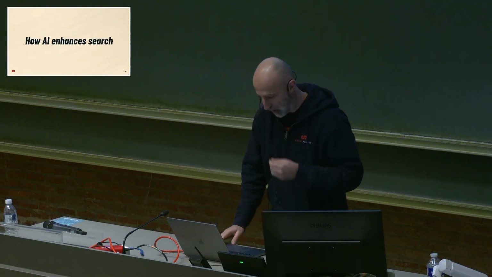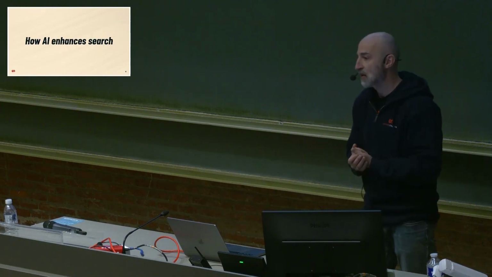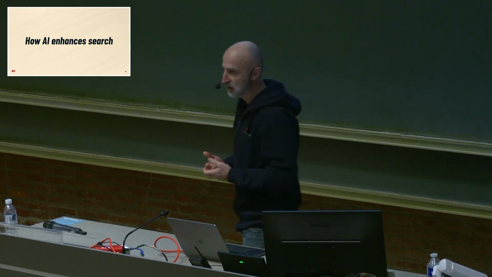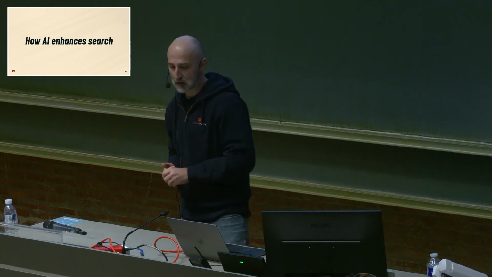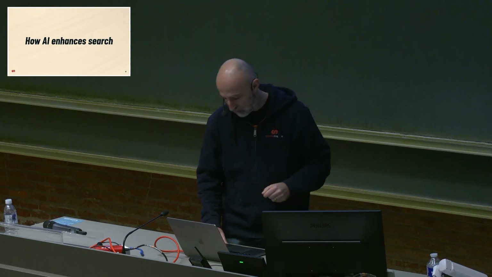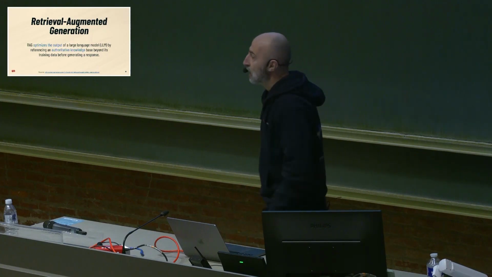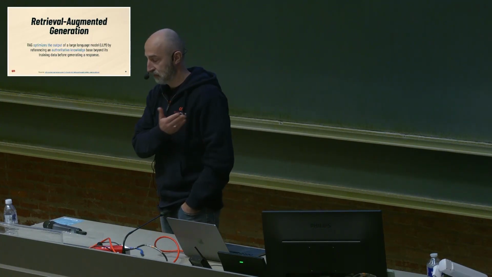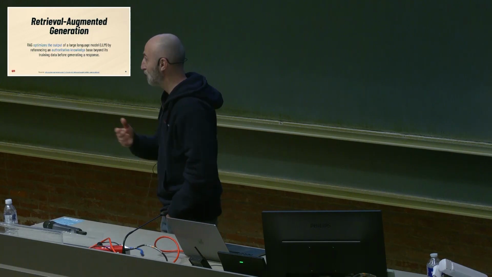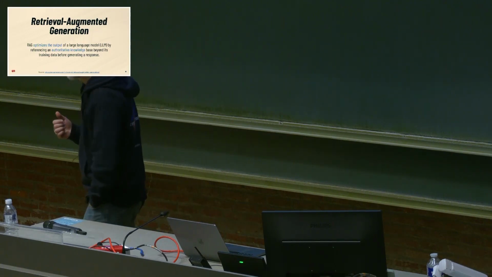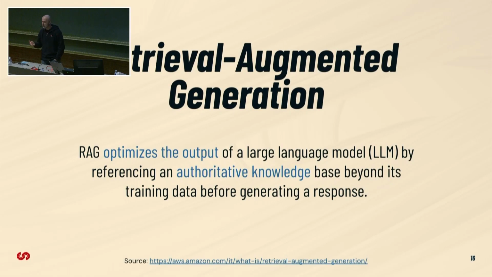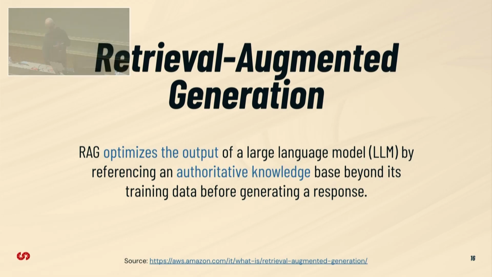And let's see how. So how can AI enhance or improve the search experience? It uses, as Jamie has talked about, a technique, a process called retrieval augmented generation. What does it mean?